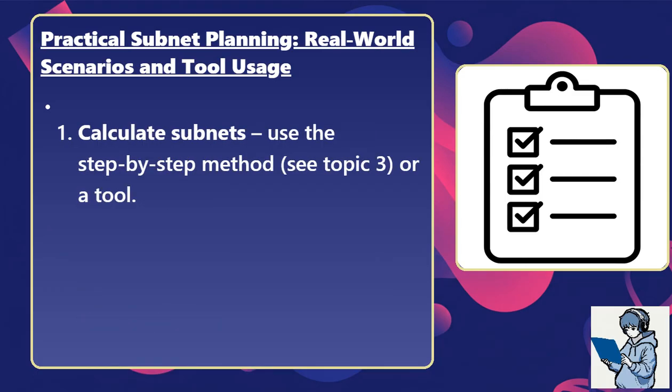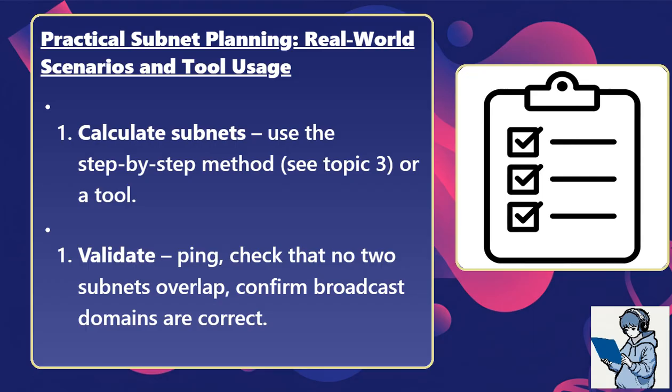4. Calculate subnets. Use the step-by-step method, see topic 3, or a tool. 5. Validate. Ping check, that no 2 subnets overlap, and confirm broadcast domains are correct.